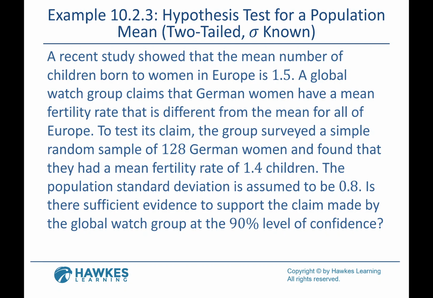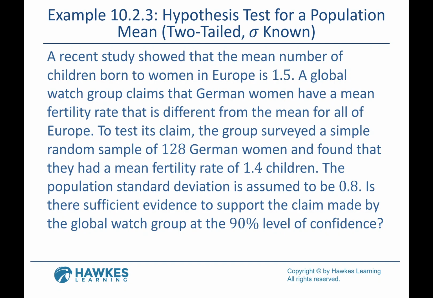So first things first, we need our hypotheses. So what claim are we testing? We're testing the claim by the watch group that the mean fertility rate for German women is what? It's different than the fertility rate for all of Europe. It doesn't say more, it doesn't say less. So we have to include both of those possibilities.